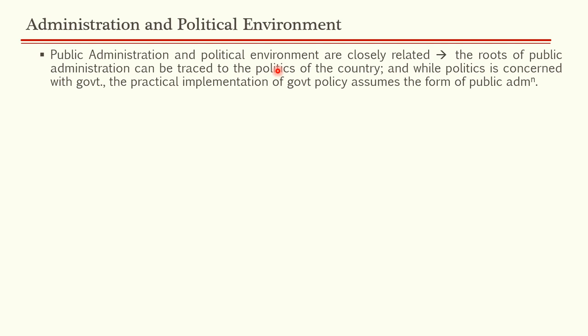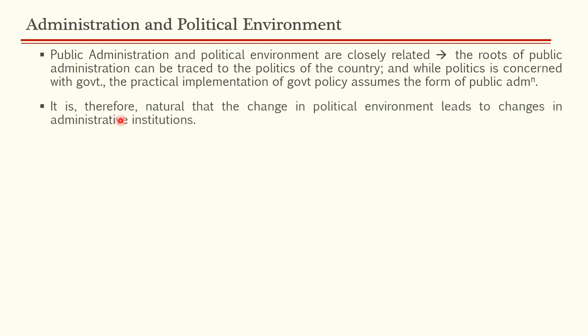The roots of public administration can be traced to politics, and while politics is concerned with government, there are government policies to be implemented, right? So who implements this? Administration implements. So this is how politics is in turn related with administration. So both are related with each other. It is therefore natural that the change in political environment leads to changes in administrative institutions. So if the political environment changes, politics changes, government changes, then administration will also change.